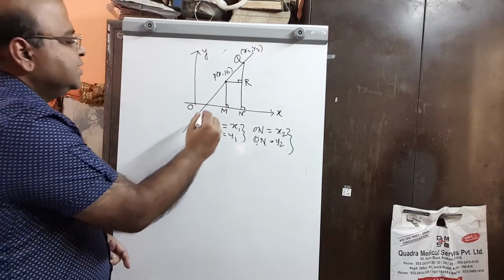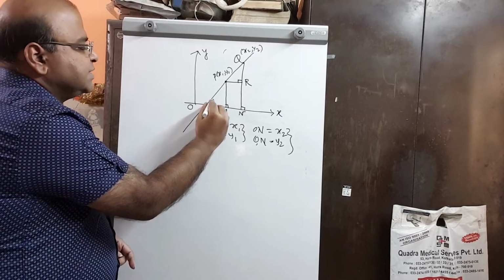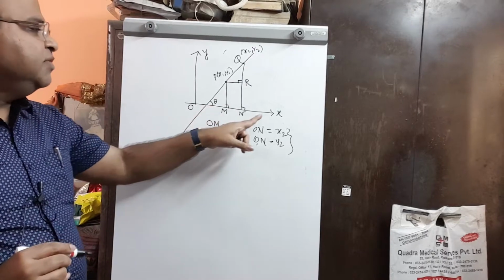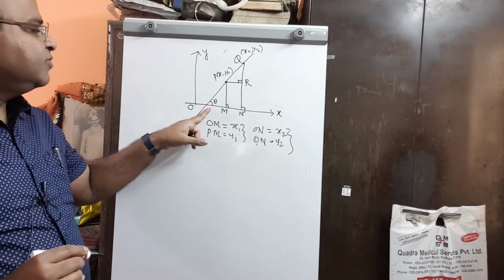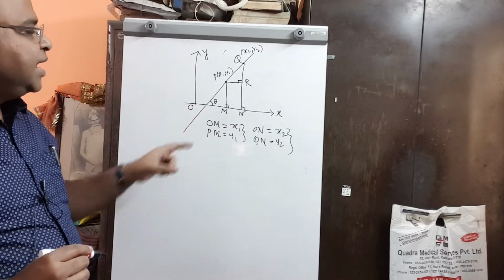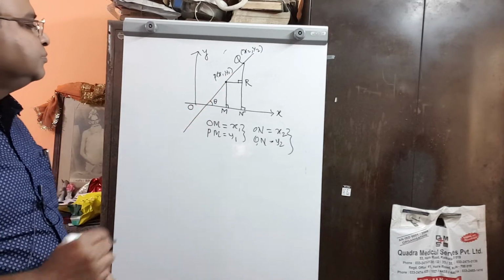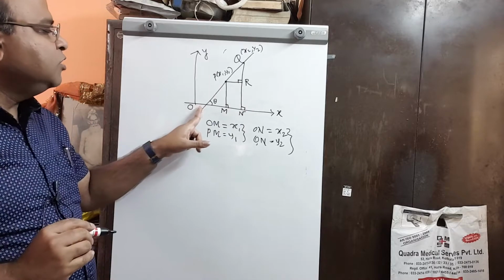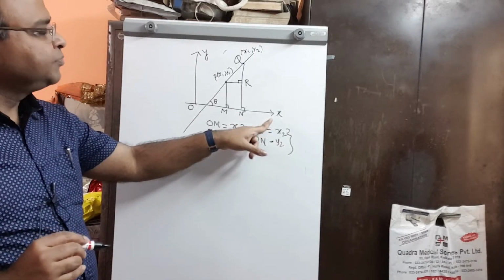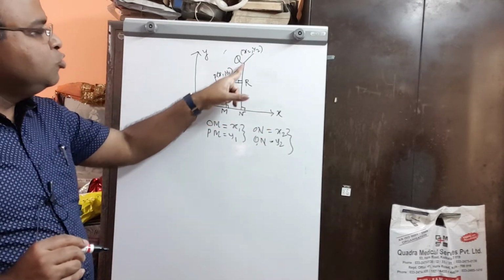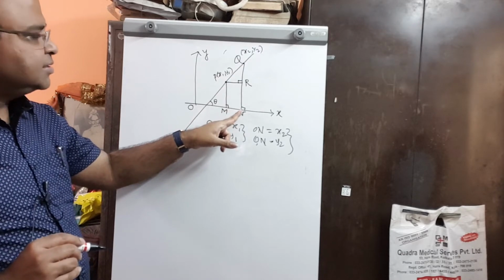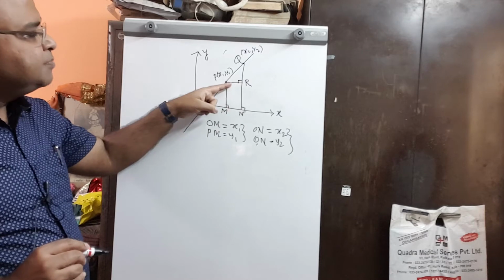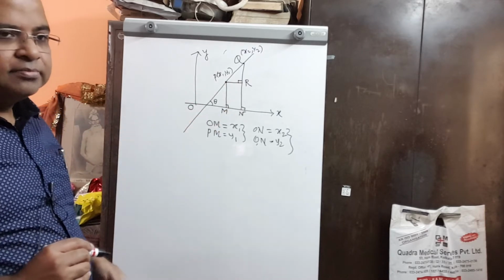Now let us mark this angle as theta. This is the angle of inclination of the line PQ with x-axis. As we can see from the diagram, the line PR is perpendicular to QN, because QN is perpendicular to x-axis and PR is perpendicular to QN. So hence PR is parallel to x-axis.